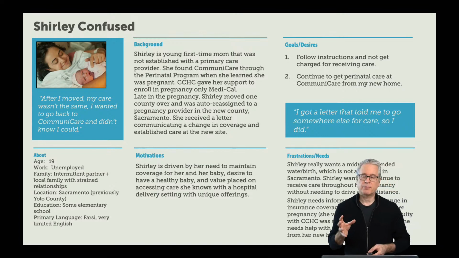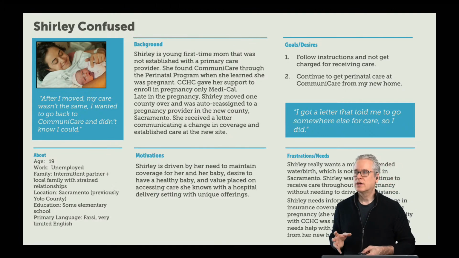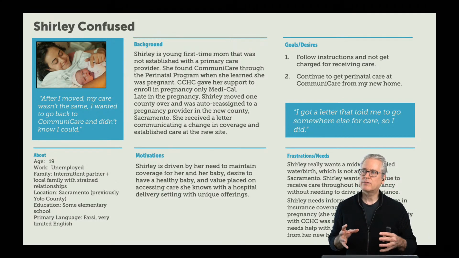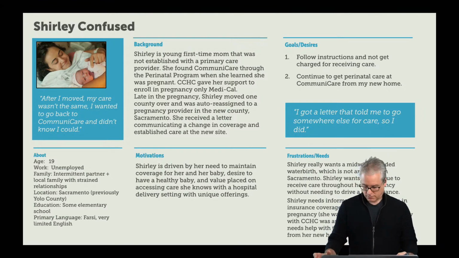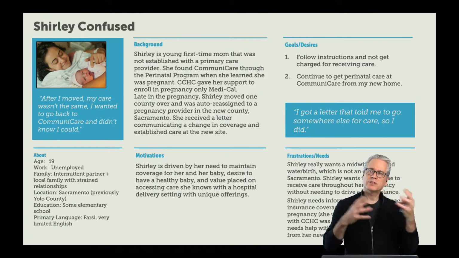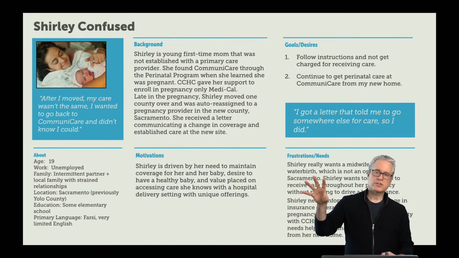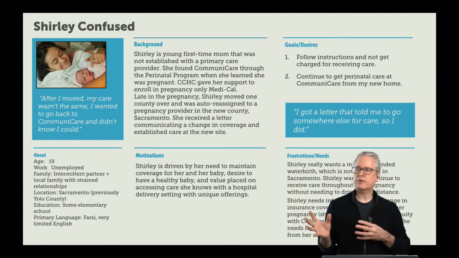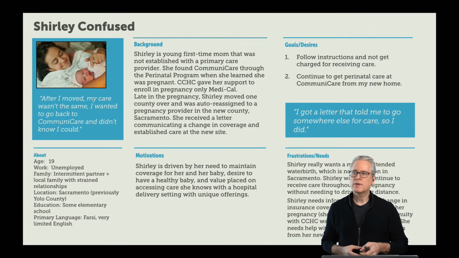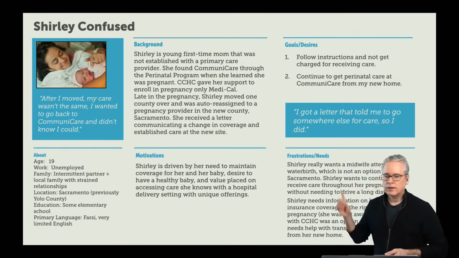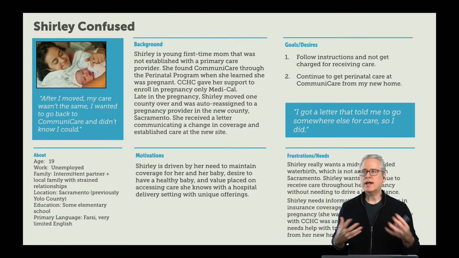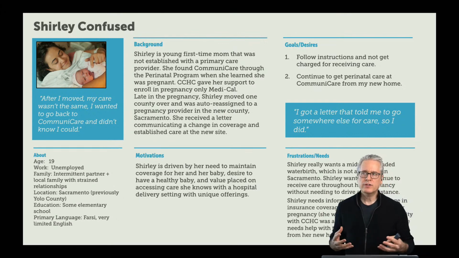Here's another Catalyst example. This is Shirley Confused. I think this was for both prenatal care and giving birth, pregnancy. Again, this one is built in a template we had a couple years ago in Catalyst. It has who that person is, trying to capture them in a picture, background, motivations, goals and desires, a quote, and their frustrations and needs. So you get the idea, right? Just a few categories of information to try to capture who you're designing for.